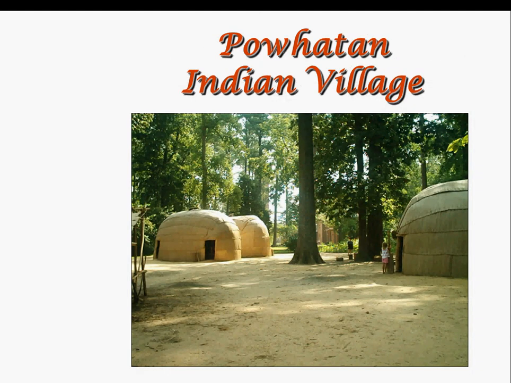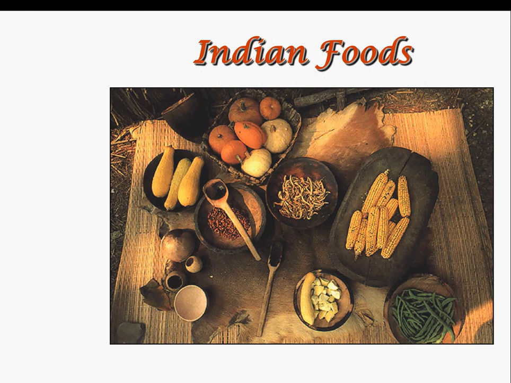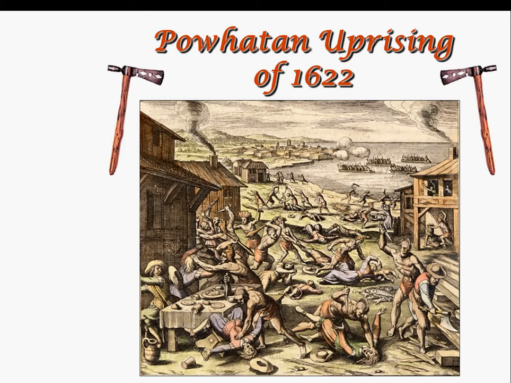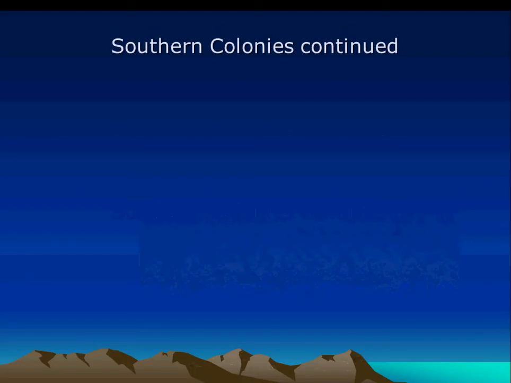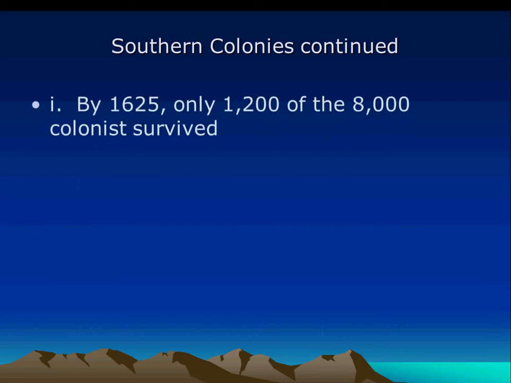This is what a Powhatan Indian village might have looked like. Some of the food they ate. Powhatan Uprising of 1622, things boil over and Native Americans attack the English because of maltreatment and theft and trying to drive them off the land.